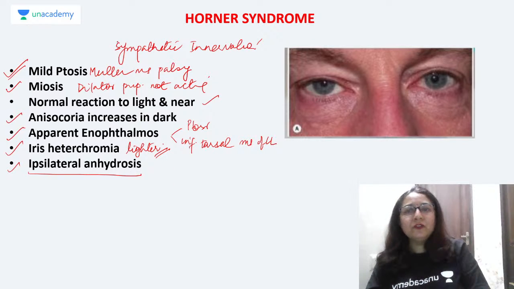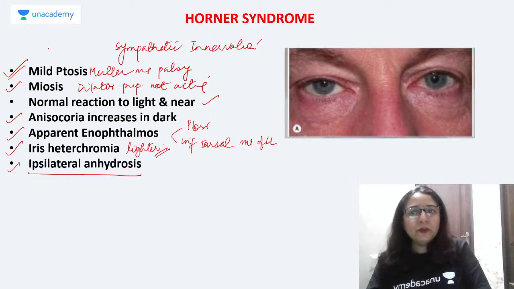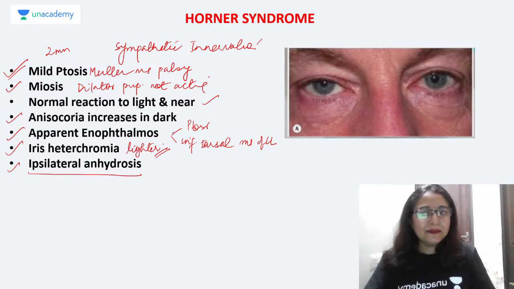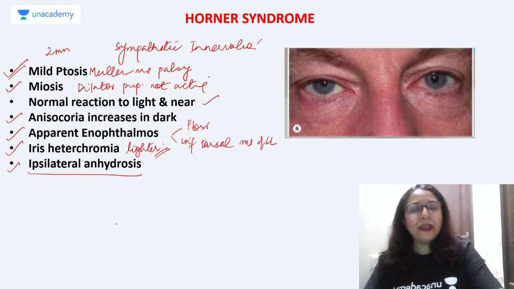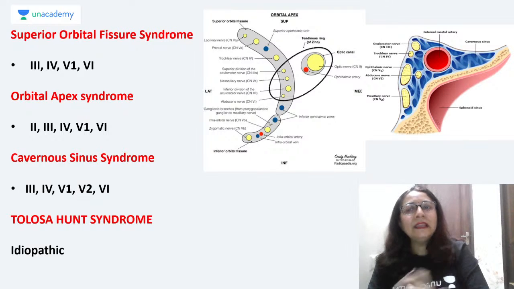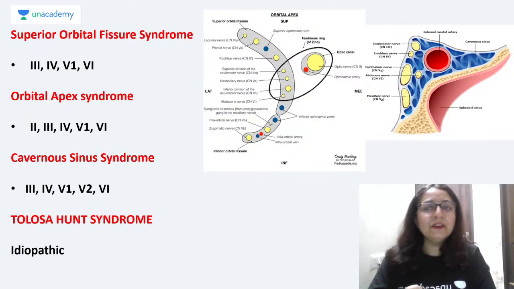So just quickly going through the features of Horner syndrome: mild ptosis, approximately just about 2 millimeters; miosis, a smaller size of pupil; normal reaction to light and near; anisocoria increases in the dark; apparent enophthalmos; and in long-standing cases there can be iris heterochromia and ipsilateral anhidrosis in preganglionic lesions. Okay. Then moving on to certain important neurological problems. If there are lesions at the level of the superior orbital fissure, or at the level of the orbital apex, or at the level of the cavernous sinus.